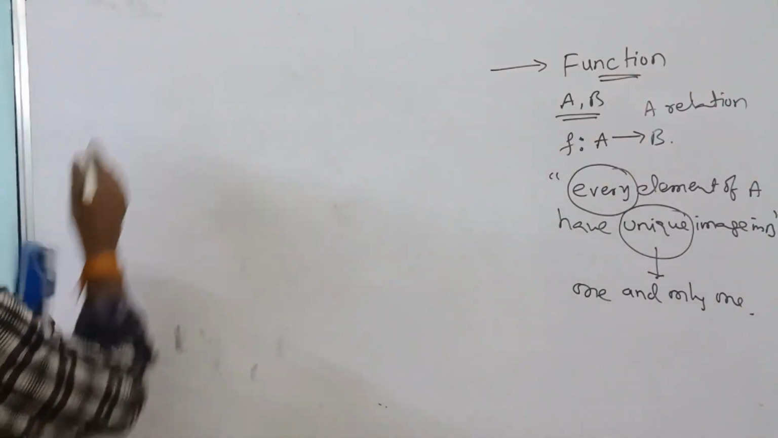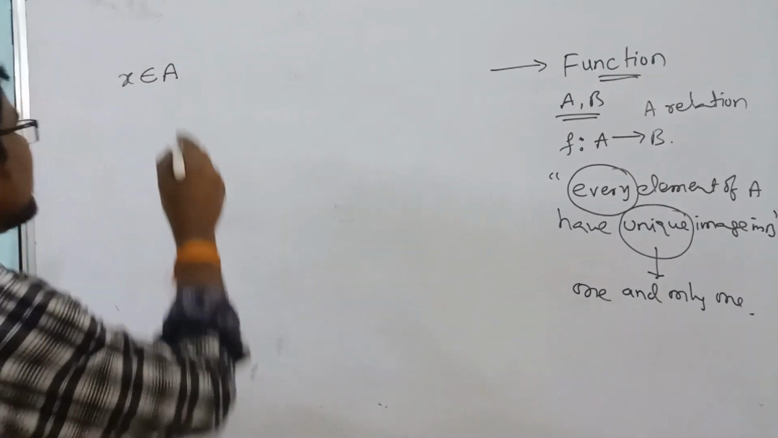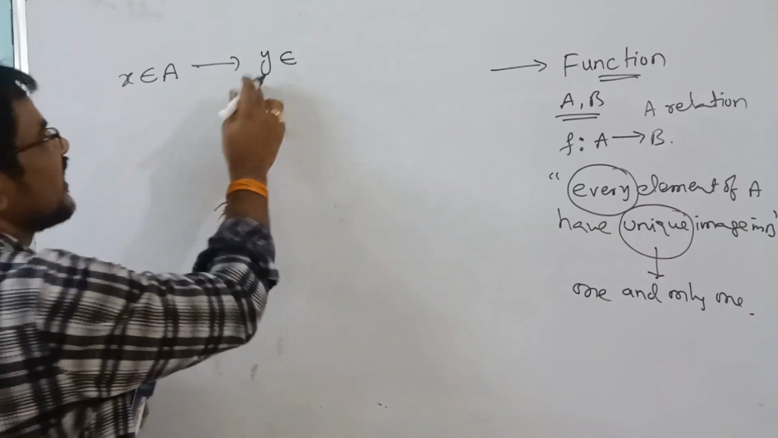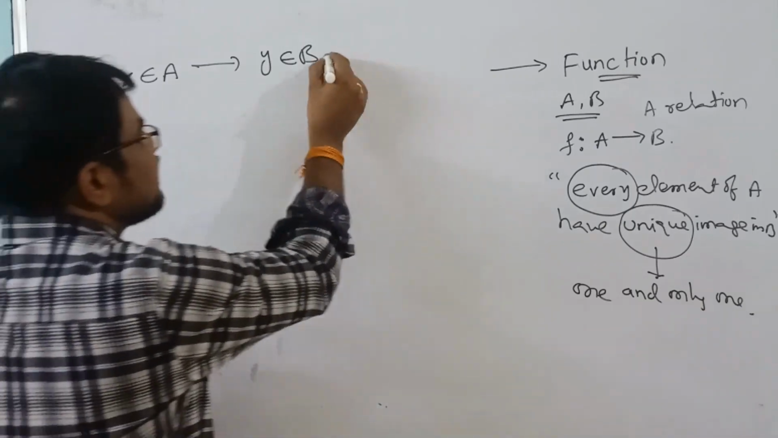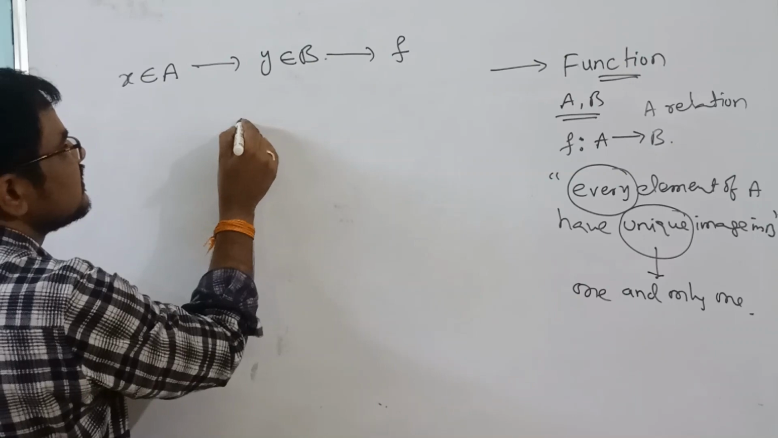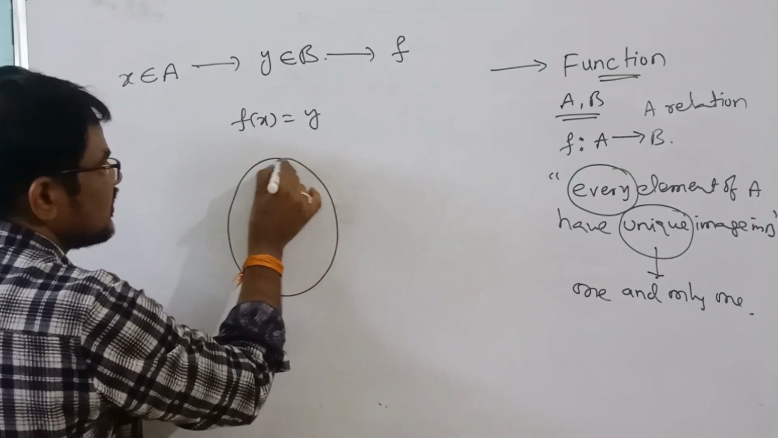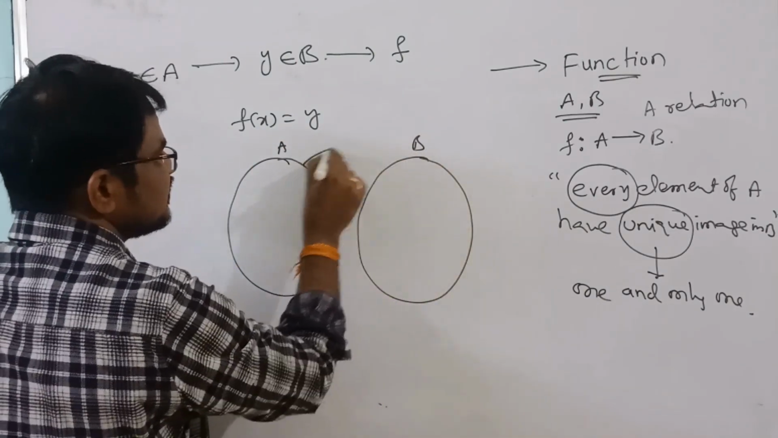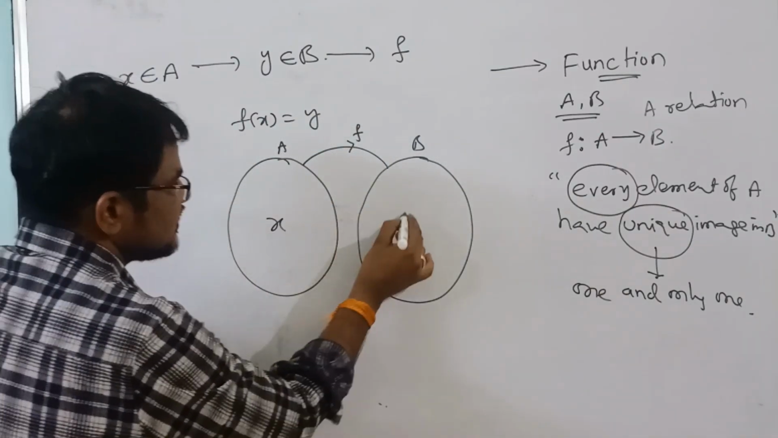Suppose one element x which belongs to the set A is associated with one more element y which belongs to B under the mapping f, which can be written as f of x equal to y, like this. If you take this as A and this as B, here f is a mapping from A to B, here x is there, here y is there.